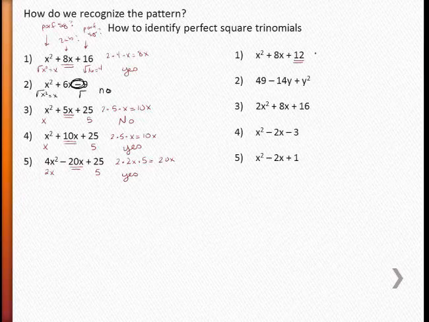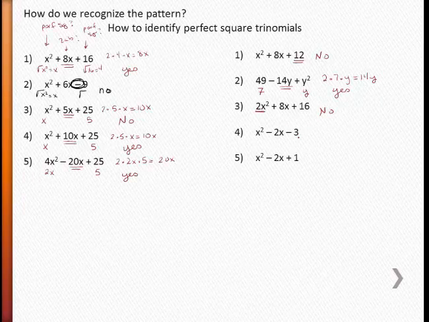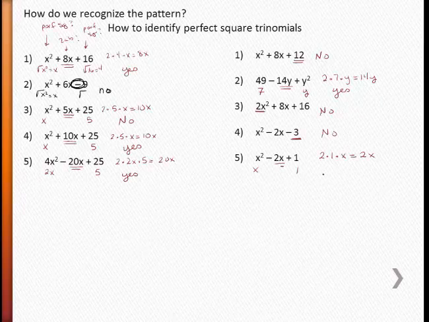Not a perfect square, so no. The square root of 49 is 7. The square root of y squared is y. 2 times 7 times y is 14y. We match, so yes. Not a perfect square, so no. Not a perfect square, so no. The square root of x squared is x. The square root of 1 is 1. 2 times 1 times x is 2x. So we do match, so we are.